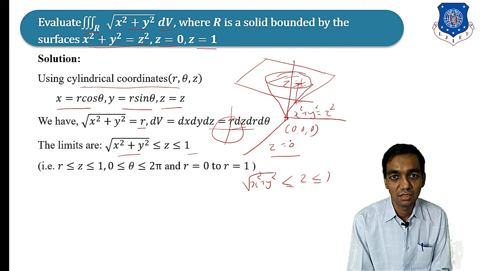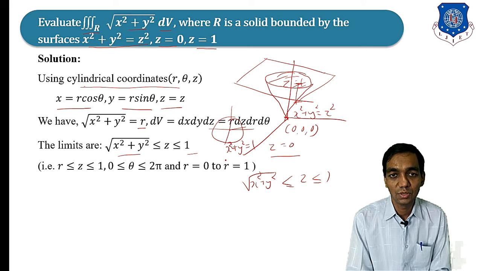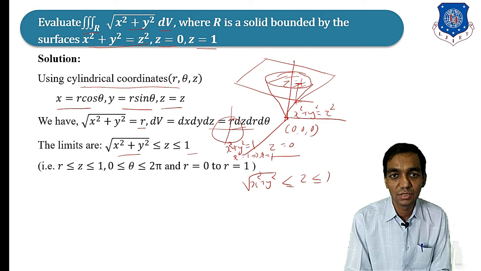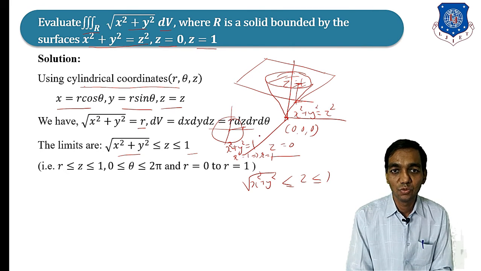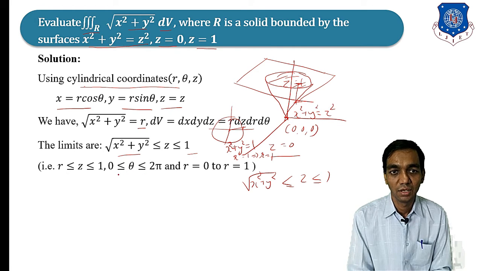So if you draw this projection, this curve is x square plus y square is equal to 1, correct? Since x square plus y square is equal to 1, r square is equal to 1, that will give r is equal to 1. So the radius varies from r is equal to 0 to r is equal to 1. And theta varies along four quadrants, that's why it moves from 0 to 2 pi. Okay, so these are the limits.